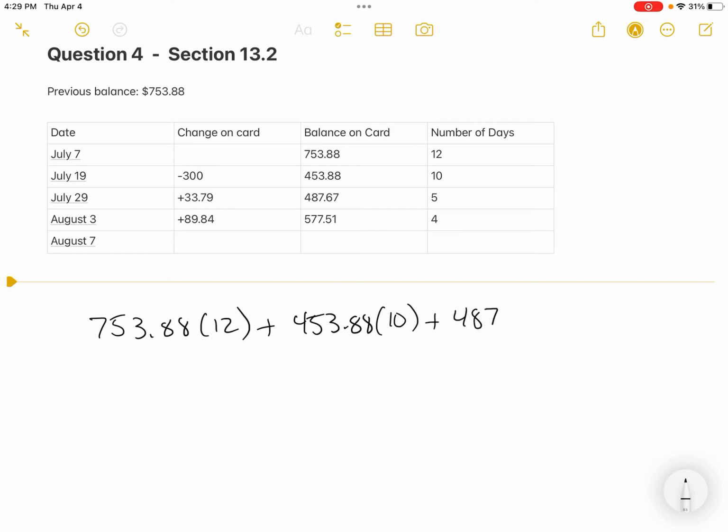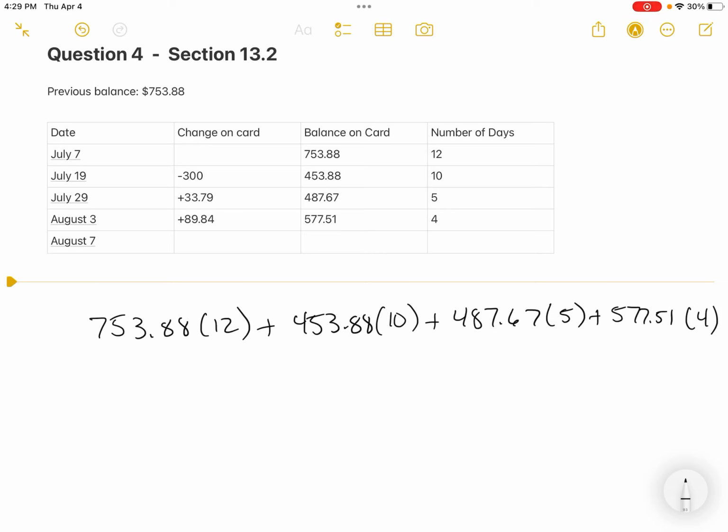Then we had a balance of 487.67, and we stayed that way for 5 days. And then we had a balance of 577.51, and we stayed that way for 4 days. So we can calculate that. We take 753.88 times 12, add to that 453.88 times 10. Sorry, I had mistyped the 88. Add to that 487.67 times 5, and add to that 577.51 times 4.